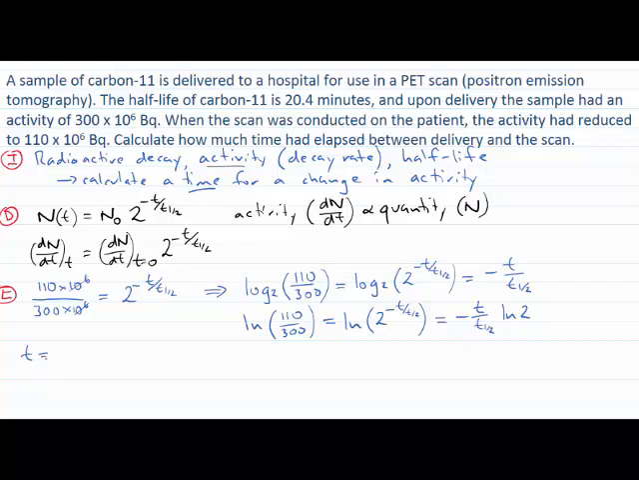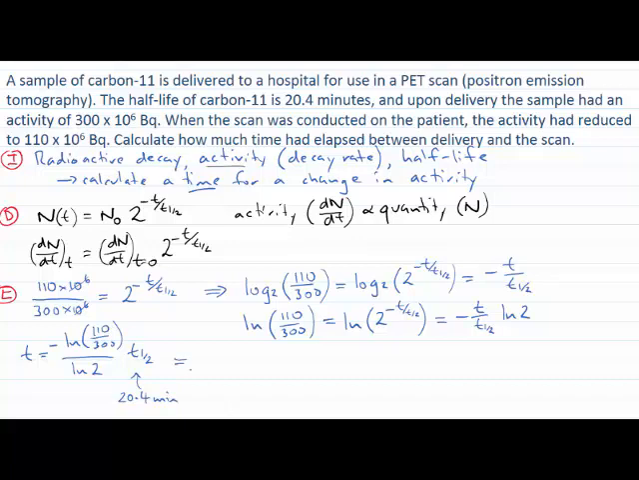So rearranging this last expression, which shouldn't involve too much algebra, I can make t the subject of that formula. I'm going to basically divide both sides by the log of 2, so I'll have the natural log of 110 over 300 divided by the natural log of 2. There's a negative sign that I need here, and then I'm going to multiply both sides by the half-life. And my half-life in this case, the question tells me, is 20.4 minutes.